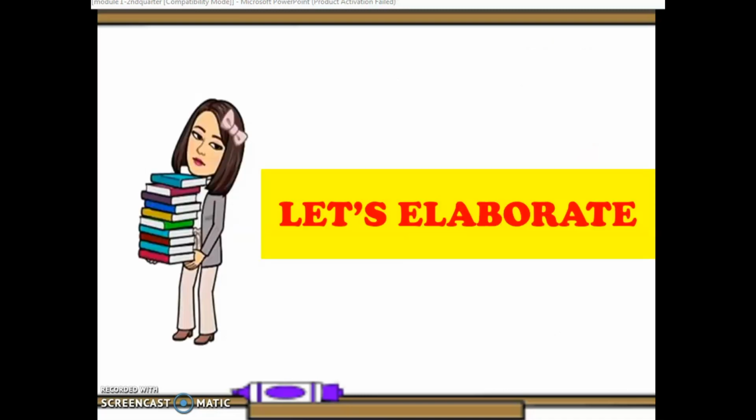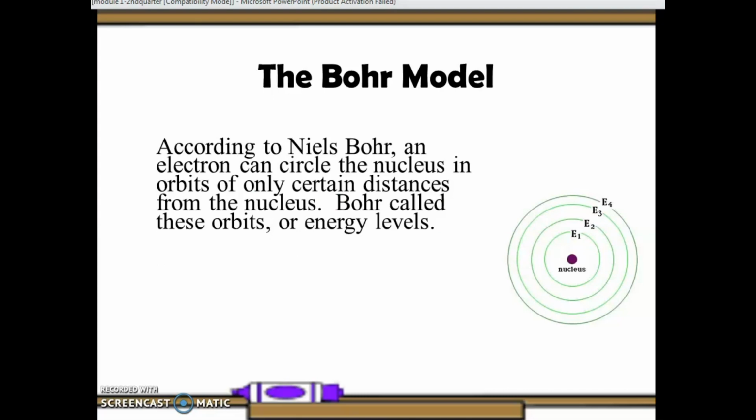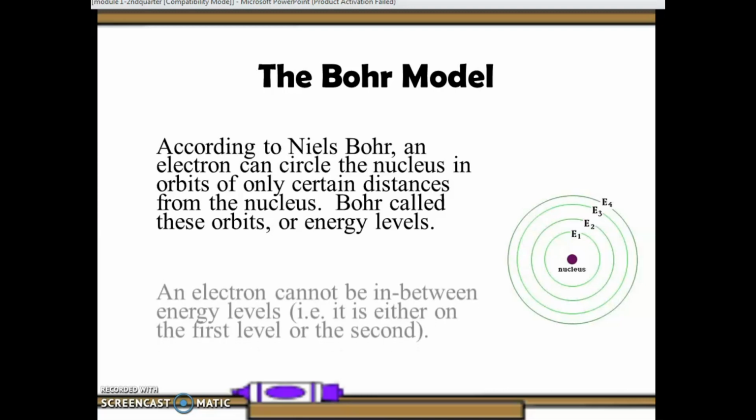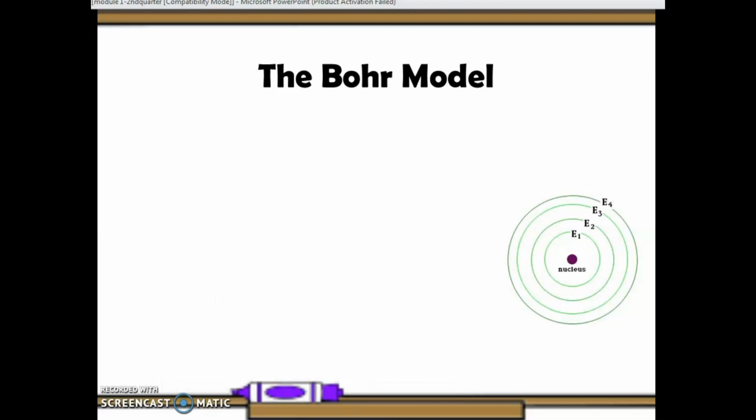Let us discuss more about this topic. According to Niels Bohr, an electron can circle the nucleus in orbits of only certain distances from the nucleus. Bohr called these orbits energy levels. An electron cannot be in between energy levels. For example, it is either on the first level or the second. Therefore, energy is quantized.